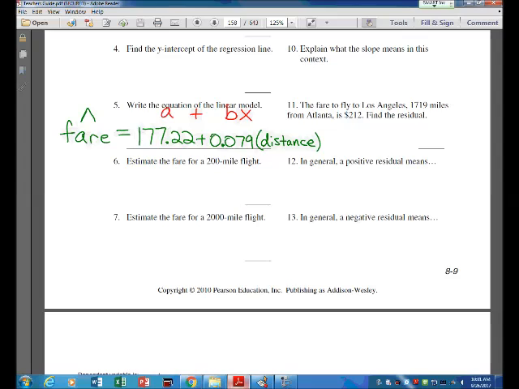Now for the y-intercept, it's been a while since you probably were in algebra, but for the y-intercept, that assumes a distance of 0 miles. So literally you're traveling nowhere. So this is saying if you don't travel anywhere, it's still going to cost you $177.22.